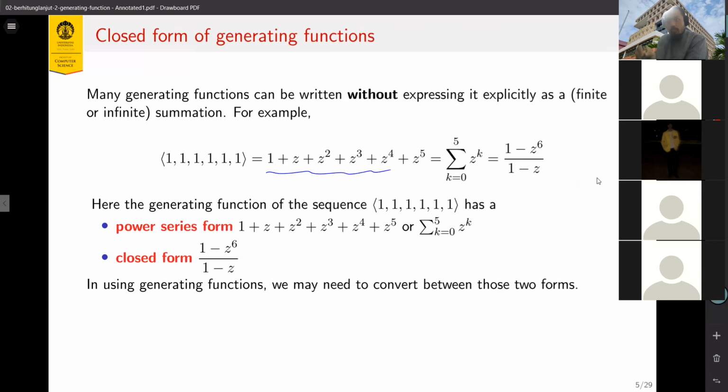Now, this form is called the power series form of the same sequence, and this form is called the closed form of the generating function of the sequence. So this is the power series form of the generating function, and this is the closed form of the generating function. So maybe your question is, how do we get this, right? We will see some of the techniques later.